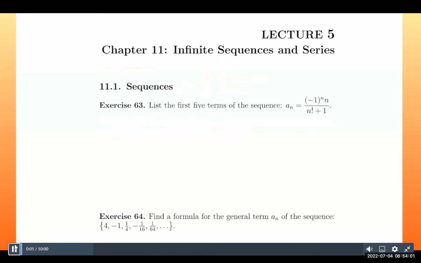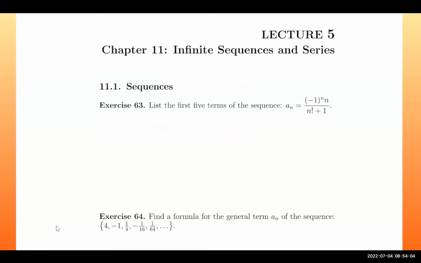This is section 11.1 on sequences. So the first example says list the first 5 terms of the sequence. So we can simply start with 1 for n. If you plug in 1 for n, you're going to get a sub 1 is equal to negative 1 to the 1 times 1 all over 1 factorial plus 1. And if you evaluate that, you will get negative 1/2.